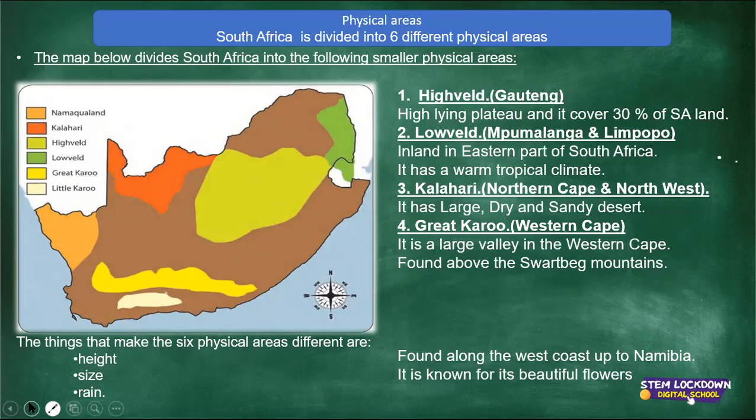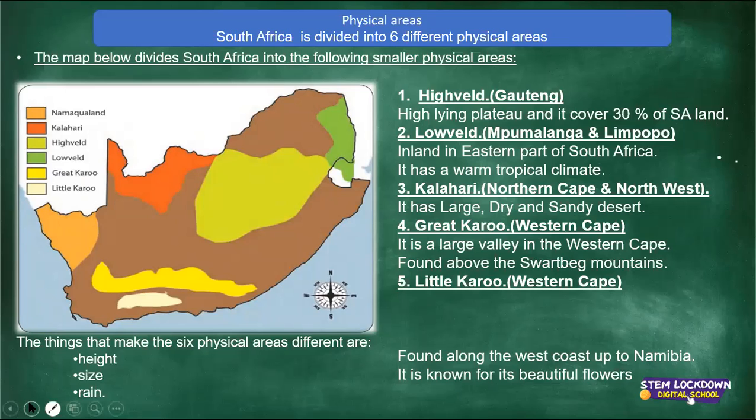Number 5, we have the Little Karoo. You can tell by the name that it is little. So we'll come to the keys and we will look for the Little Karoo. The Little Karoo is this one that is whitish, as you can see. And then we'll come to the map and we look, and then we find the Little Karoo there in the Western Cape. Are we clear?